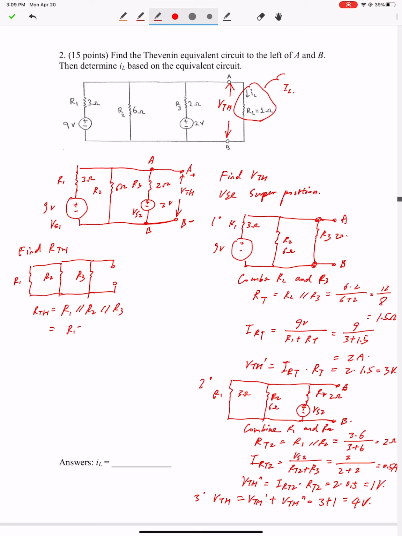That will be R1 to the power of minus 1, R2 to the power of minus 1, plus R3 to the power of minus 1, all together to the power of minus 1, which equals 1 over 3 plus 1 over 6 plus 1 over 2, all together to the power of minus 1. And that equals, the first one is 2 over 6, the second one is 1 over 6, and the last one is 3 over 6, to the power of minus 1, which gives us 6 over 6, unit is ohms.